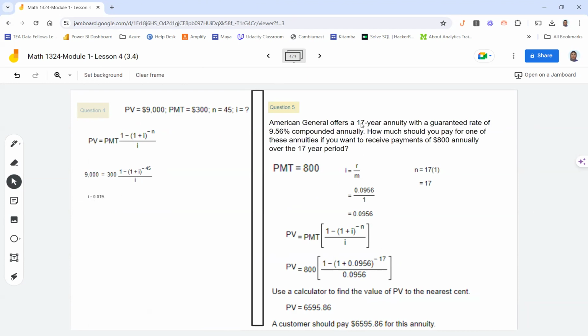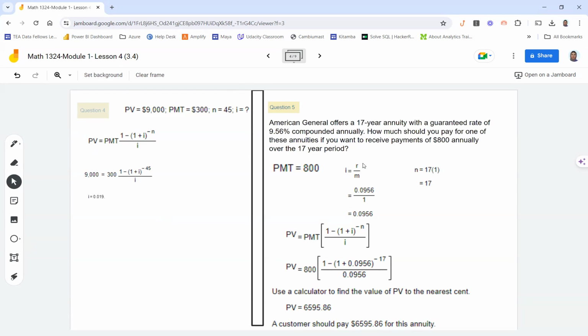American General offers a 17-year annuity with a guaranteed rate of 9.56% compounded annually. How much should you pay for one of these annuities if you want to receive payments of $800 annually over the 17-year period? In this problem, our payments are $800, time is 17 years, and it's compounded annually, so we have the n value as 1. So the n value becomes 17 times 1, which is just 17.